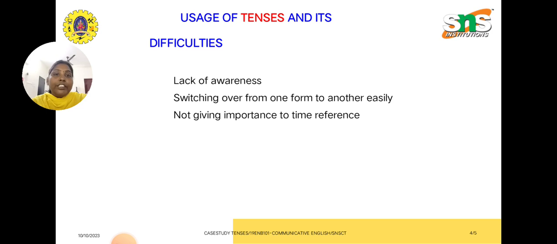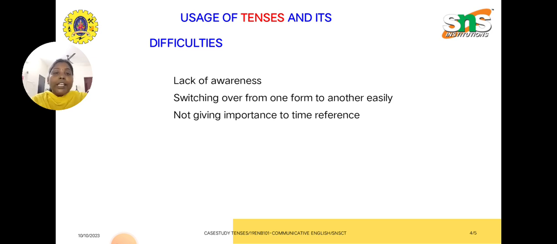Now we are entering into the major area to be discussed in this video, which is about the difficulties faced by the learners while talking or writing in English. Since tenses help us to improve our communication and our writing skills, we need to identify the areas to be improved, such as lack of awareness, switching over from one form of tense to another easily, and not giving importance to time reference. These three factors predominantly occupy the place of difficulties.